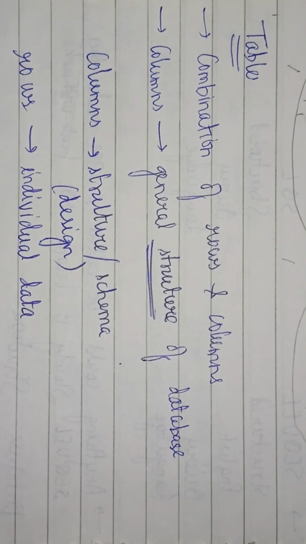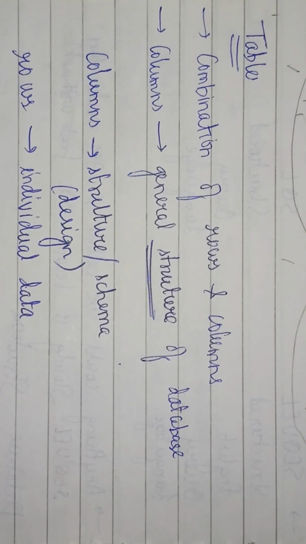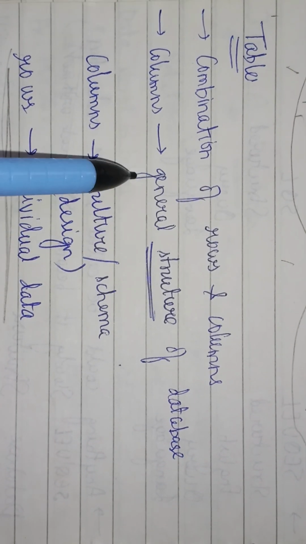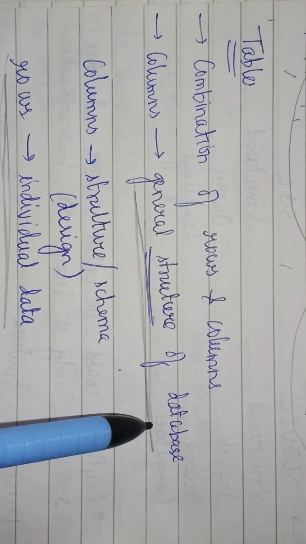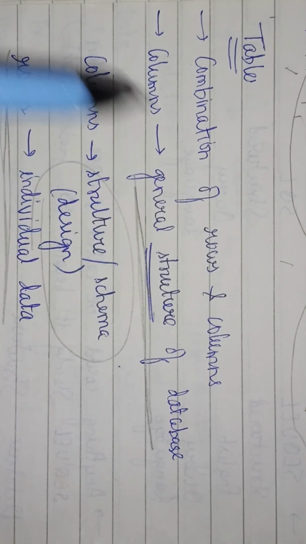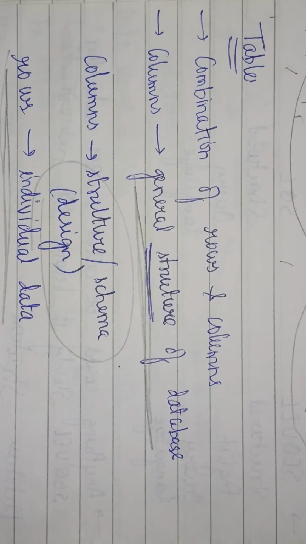Now coming to the point, what is a table? We all know what a table is. A table is a combination of rows and columns. We have rows and we have columns. In SQL, you have to understand columns and rows. In rows, we will have individual data, and in columns, we will have the general structure or schema, the design of the database.